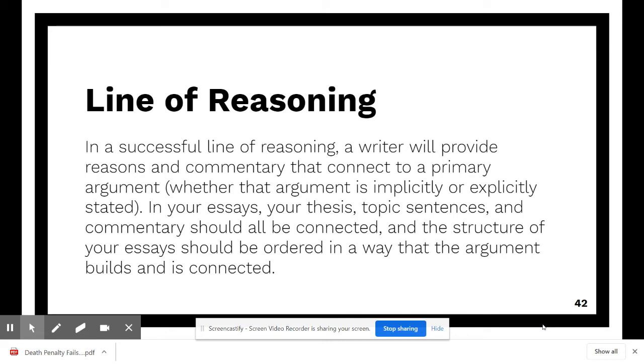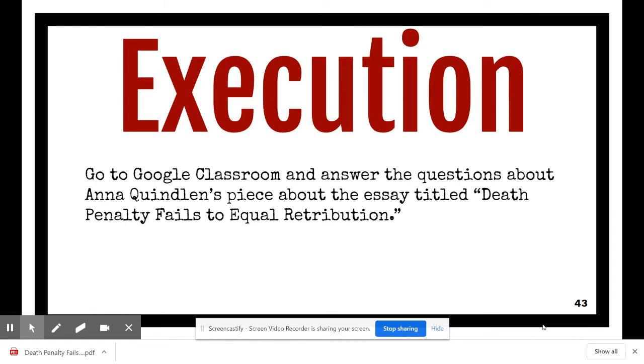The essay that you're going to read today is a short essay called Death Penalty Fails to Equal Retribution. It addresses a similar topic to what Bryan Stevenson addressed in his TED Talk. I think it's a good short piece to look at because it's a good example of inductive reasoning. You've probably heard of both inductive and deductive reasoning.